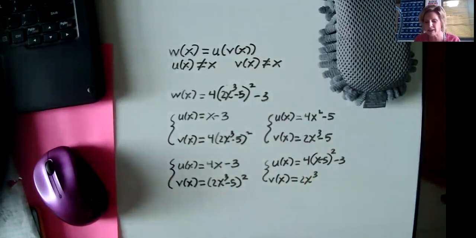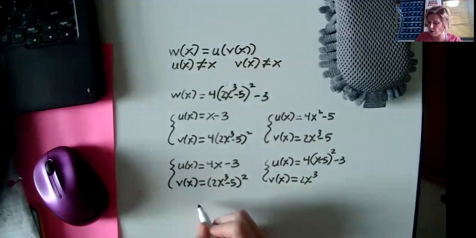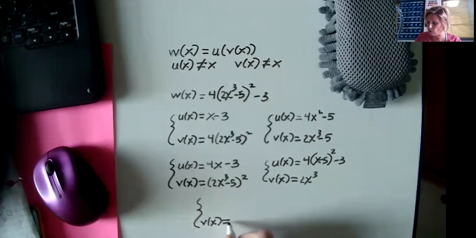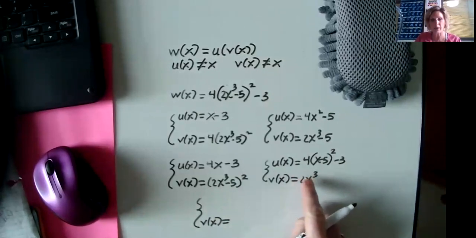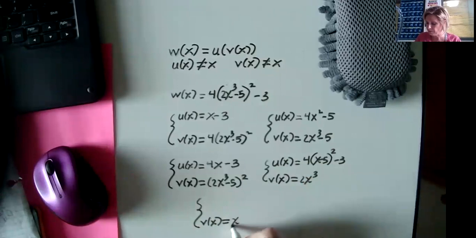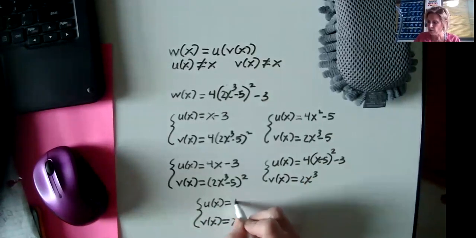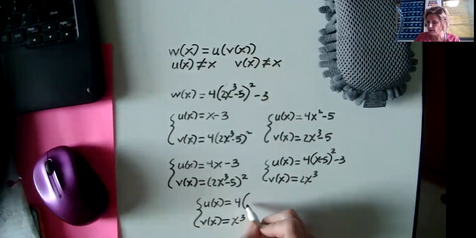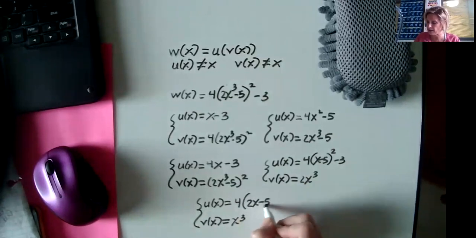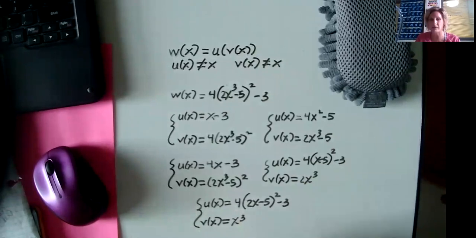Have you gotten any of these? I hope so. Well, I'm thinking there's one more good option. So if v of x equals smaller than 2x cubed, 1x cubed, then u of x would be 4 times 2x minus 5 squared minus 3.